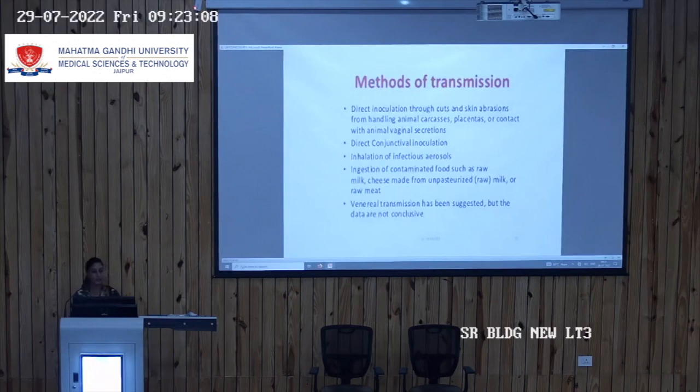It may be transmitted by direct inoculation through cuts and skin abrasions from handling animal carcasses, placentas, or contact with animal vaginal secretions. There may be direct transmission through contact with conjunctiva or inhalation of infected aerosols, or by contaminated foods such as raw milk, cheese, unpasteurized milk, raw meat, and venereal transmission has been suggested.